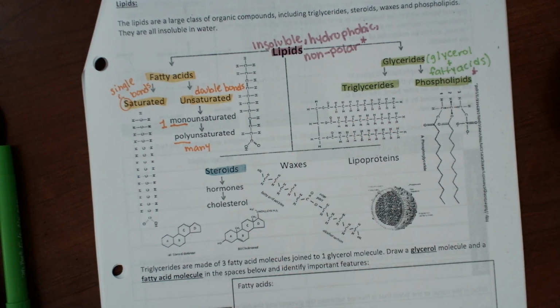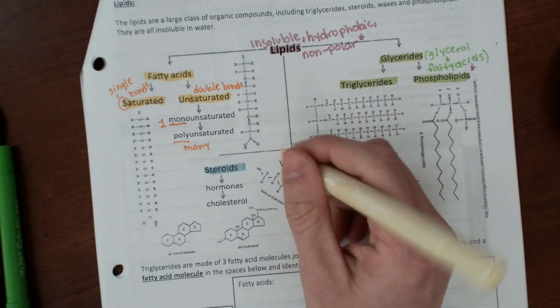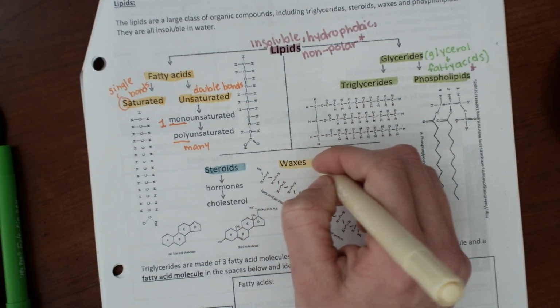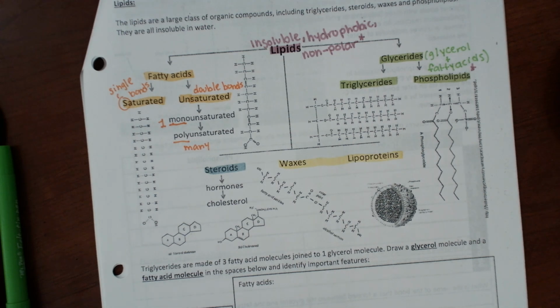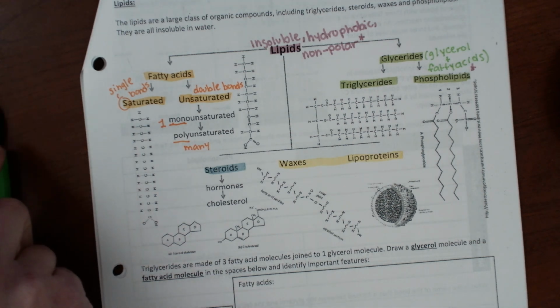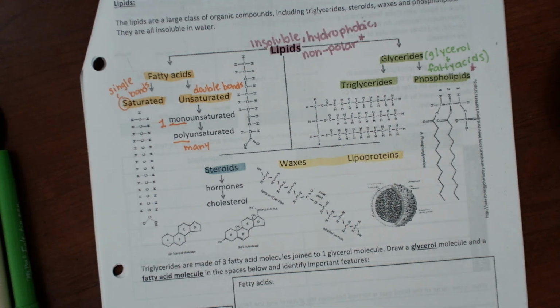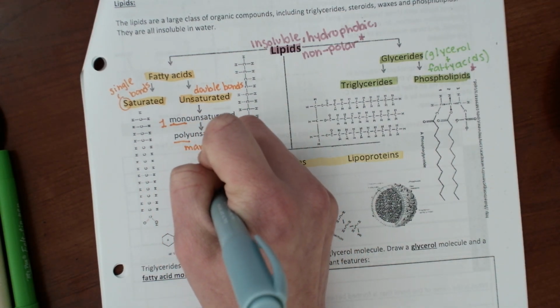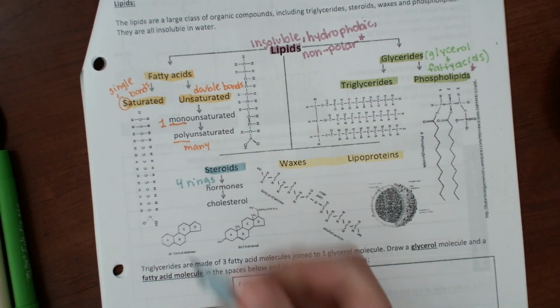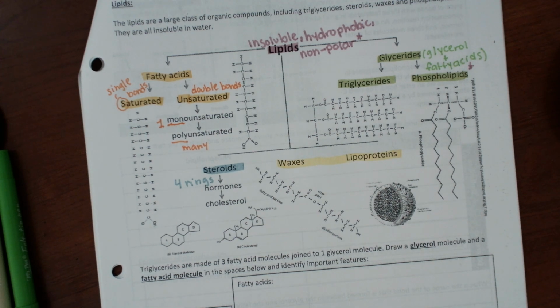So we'll make steroids blue because we kind of have to focus on them. And then we'll make the other ones yellow because they're just kind of also included in this chapter. Steroids, the key thing: 4 rings. And later on, we'll talk about how they can move through membranes.